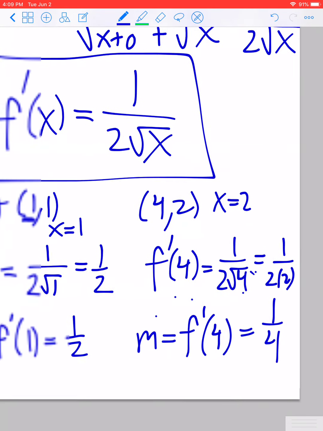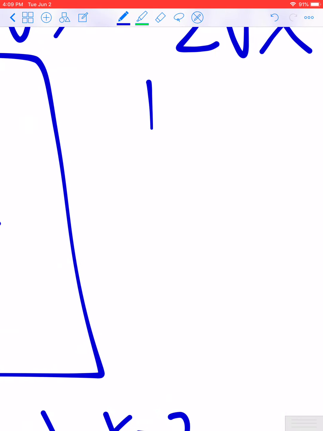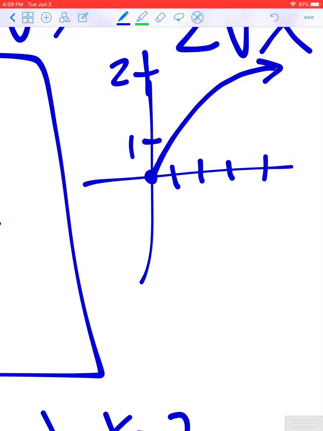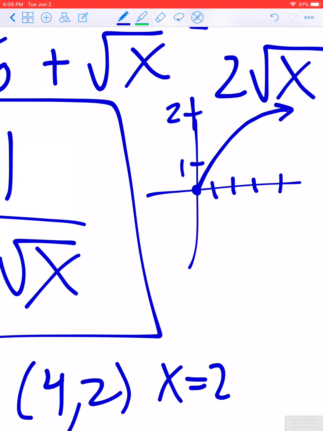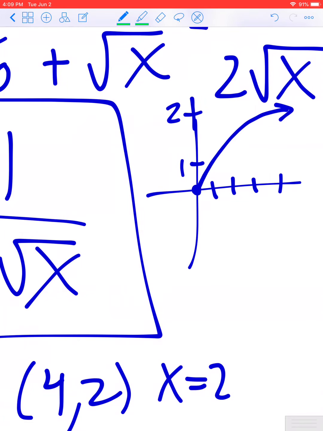If you're curious, or if you wanted to get some intuition, let's take a look at the graph of this function and see what's happening. So we have the point (1, 1). We have the point (4, 2), and this is our square root function. It looks like this. At the point (1, 1), if I draw the tangent line there, the tangent line is going to look like this. And that line that's in green has a slope of 1/2.